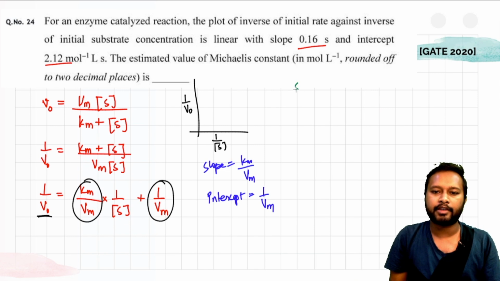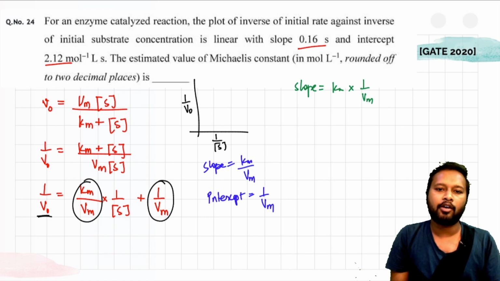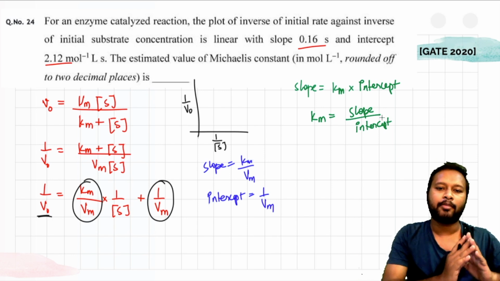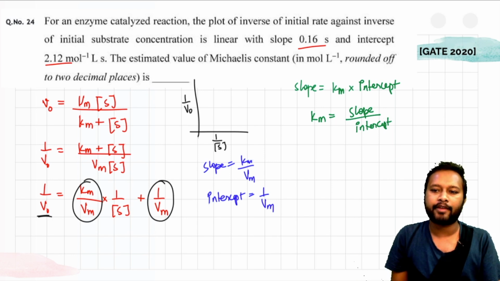Now if I compare both of them, how can I write it down? Simply I can write that slope is equal to Km into 1 upon Vm, right? Or simply what I can do is erase this 1 upon Vm and write intercept in the place of 1 upon Vm. Okay, so Km into intercept. Or I can say that my Km is equal to slope divided by intercept, and that's what I have to calculate. Michaelis-Menten constant is Km.